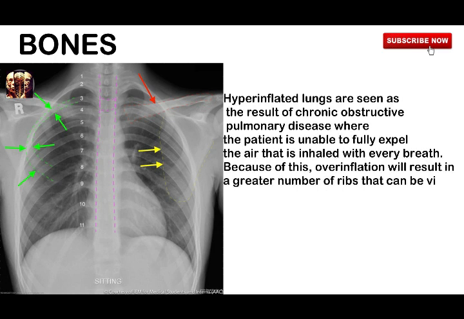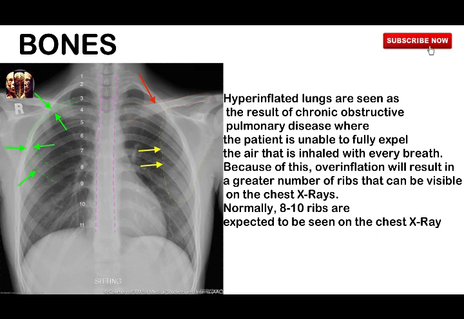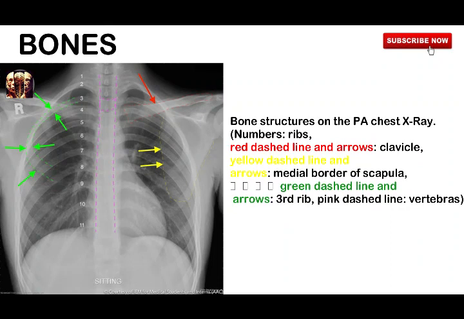Hyperinflated lungs are seen as the result of chronic obstructive pulmonary disease, where the patient is unable to fully expel the air that is inhaled with every breath. Because of this, overinflation will result in a greater number of ribs being visible on the chest X-ray. Normally, 8 to 10 ribs are expected to be seen. Bone structures on the PA chest X-ray. Numbers: ribs; red dashed line and arrows, clavicle; yellow dashed line and arrows, medial border of scapula; green dashed line and arrows, third rib; pink dashed line, vertebrae.